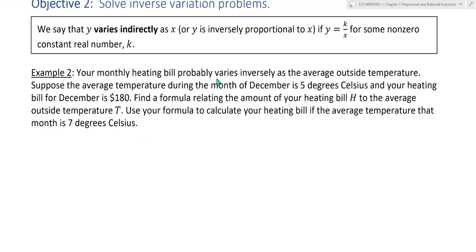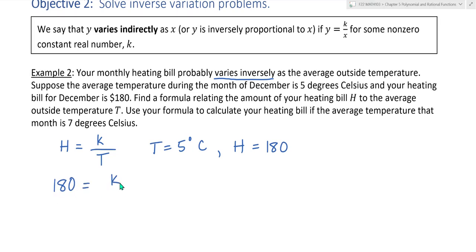Okay, so it said varies inversely. The heating bill we're going to call H, and it varies inversely, so H equals k over the temperature, T. Then we were told that when T is 5 degrees Celsius, our heating bill H is $180. So let's figure out what this k is. H, $180, is equal to k divided by 5. To find k, we just multiply both sides by 5.